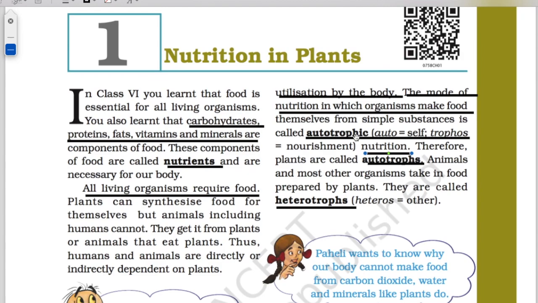Therefore, plants are called autotrophs. And the mode of nutrition in plants is autotrophic mode of nutrition. Other animals and most other organisms take in food prepared by plants. They are called heterotrophs. Heteros means other.